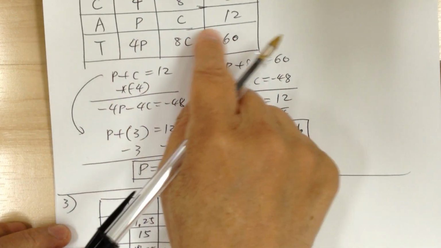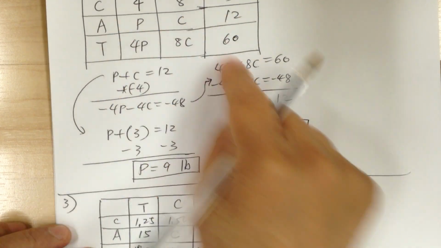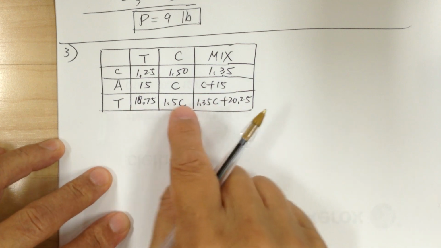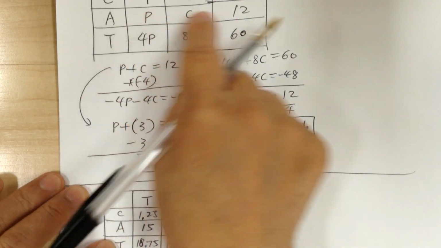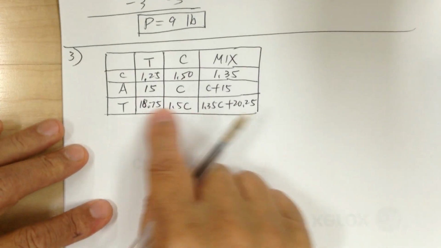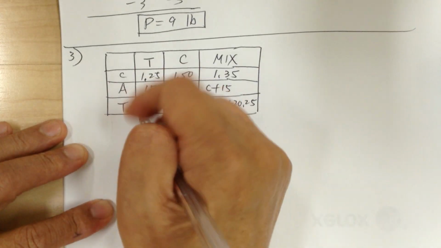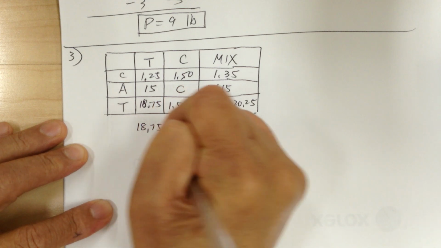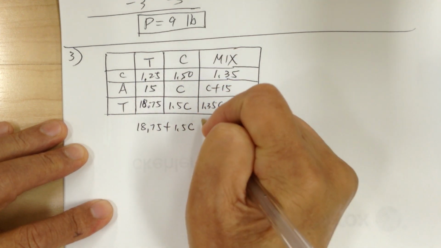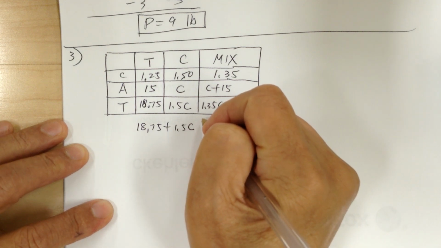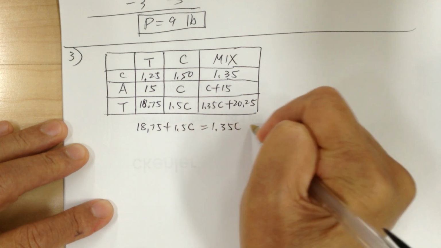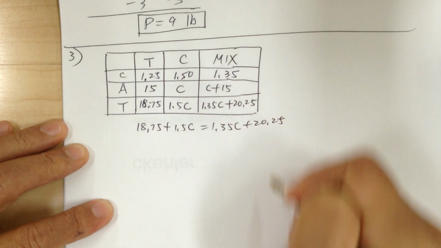Okay. Now over here, when you have the variable in two rows, then you're going to get two equations. Over here, since you have only one variable, see over here you got two variables, you need to get two equations. Over here you only got one variable, so all you need is one equation, and the equation you need is on the bottom. So you got 18.75, so that's for the toffee, and 1.5C, that is for the caramel. And this will equal 1.35C plus 20.25.